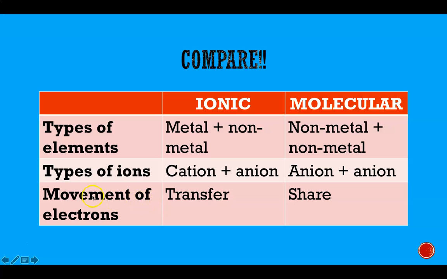And if we're looking at how the electrons move, or what's happening with the electrons, in ionic compounds, there's a transfer going on. And remember, we showed that in our Lewis diagrams with a little arrow. We showed that one element is going to be transferring its electrons to another. Whereas in molecular compounds, they're going to share. So they're going to come together and they're going to share those electrons.